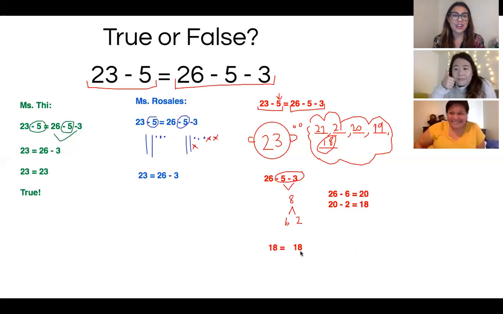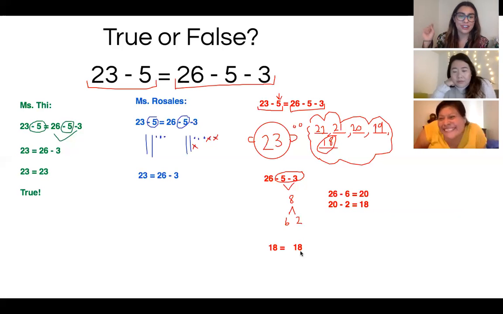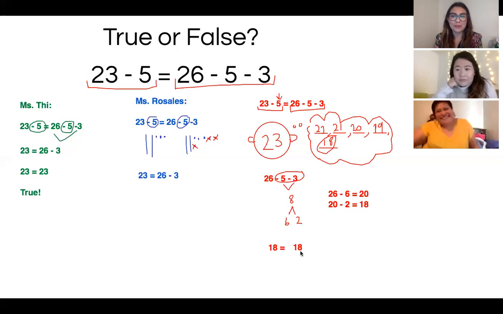So friends at home, I want you to think of another way we can figure out whether this equation is true or false. We know it's true, but there are other strategies we can use to show our thinking. So please put your comments in the box below. Or you can upload a picture of your thinking, your math thinking and strategies to your Seesaw account. And we love to see all of your math work.